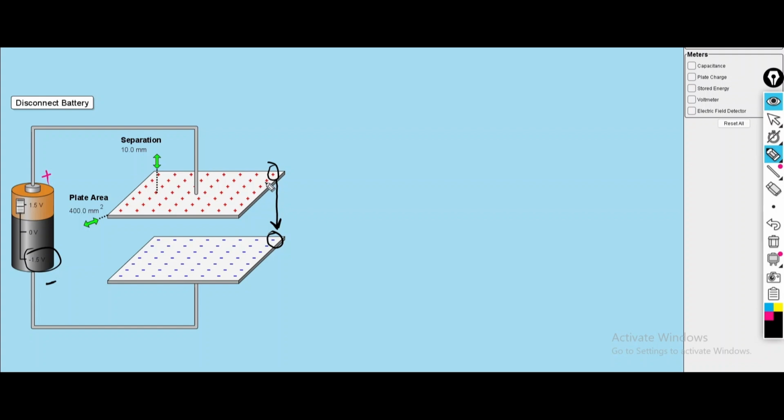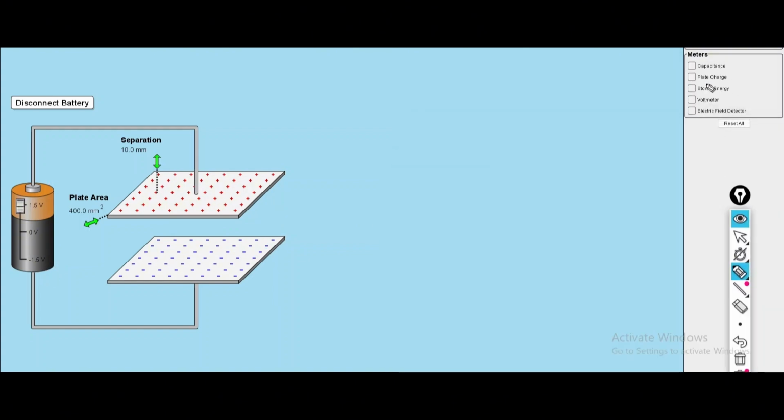Similarly, the electric field line will originate from this second positive charge and will terminate on this negative charge. In the same way, the field line will originate from this positive charge and terminate on this negative charge. Again from this positive charge to this negative charge, and in this way the electric field lines will arrange between these two plates.